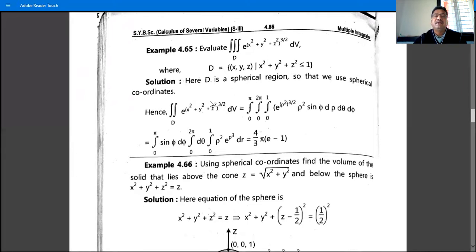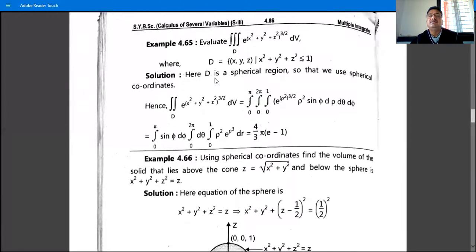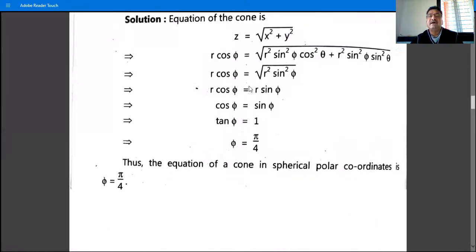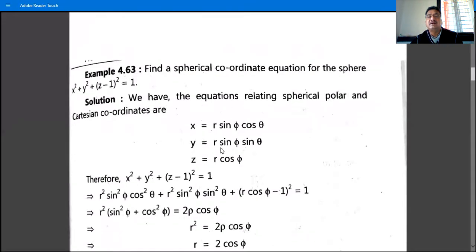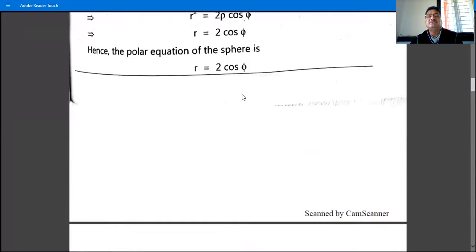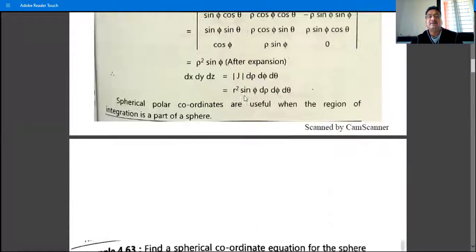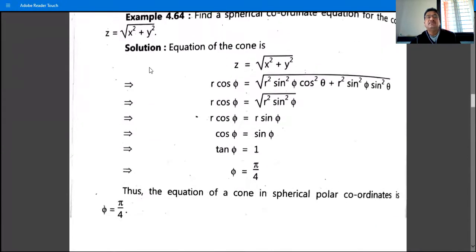So this is given. Here D is a spherical region, because x square plus y square plus z square equal to 1 is the equation of a sphere with center 0, 0, 0. So use the spherical polar coordinates: x as r sin phi cos theta, y as r sin phi sin theta, and z as r cos phi. If you find x square plus y square plus z square, then it is what? Actually, this is x square plus y square plus z square.